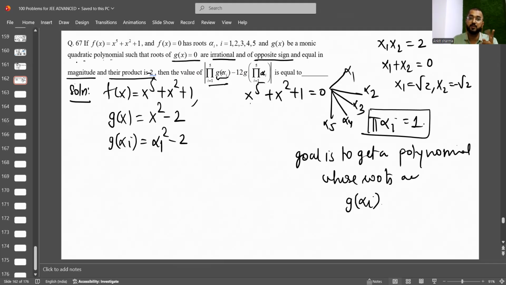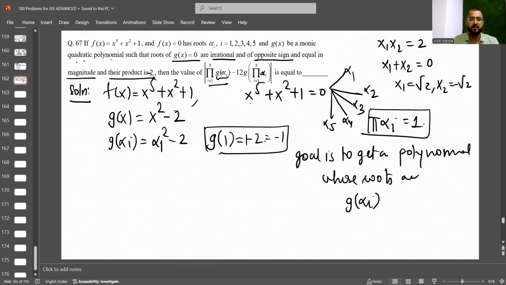So this is the product of the roots. This is the root of the product here. So we directly get this value. So product of alpha is 1. So g of 1 is going to be 1 minus 2, which is minus 1. Yeah. So g of 1 we have got. That means now we need to get this.